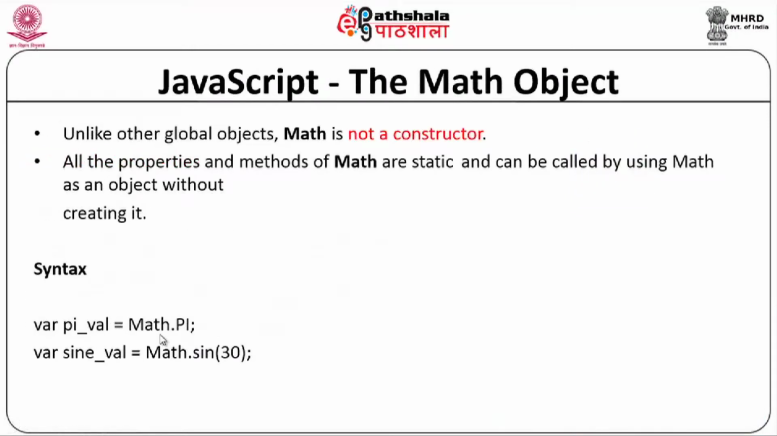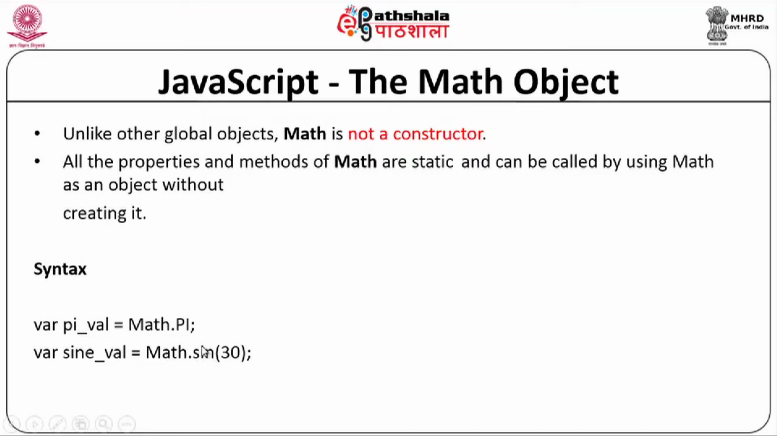And coming to the Math object, Math is one of the predefined objects, but Math is not a constructor. The properties and methods defined for Math are static ones. You do not need to create it, you just call it with Math dot the function, or any of the properties that are defined for the Math object. So, Math.sin, this is the sine function.